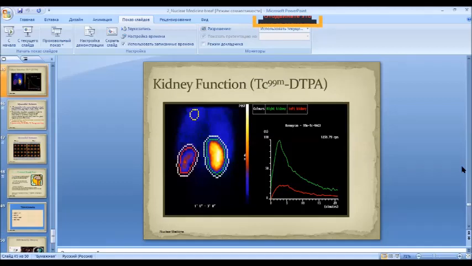Let's look at the next slide. Here we see that the curve which reflects the function of the right kidney, in green color, is quite normal, but for the left kidney this curve is much lower. It means that there is a lack of normal renal parenchyma in the left kidney, and of course this leads to lack of left kidney function.